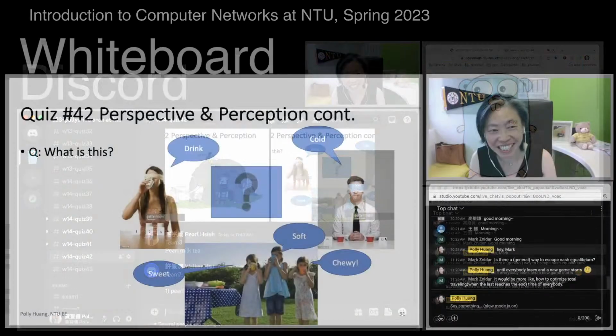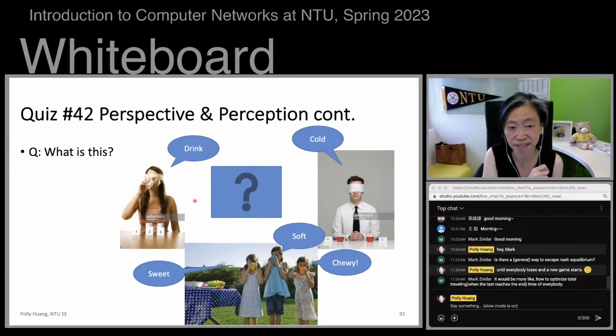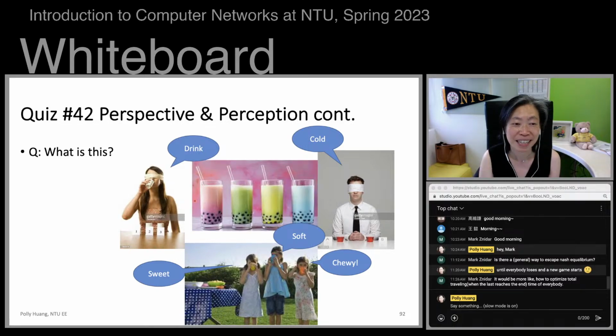See? Other teams, feel free to take your guess. Whatever you come up with that fits all five hints and is not bubble tea, you get extra credit. Think of other drinks that are cold, sweet, soft, and chewy. So what Polly had in mind was the bubble tea.